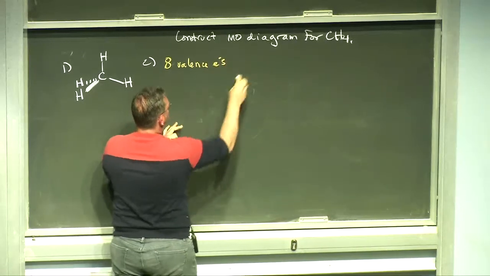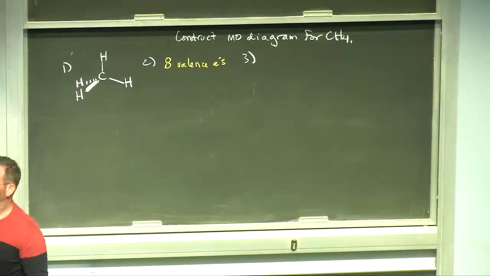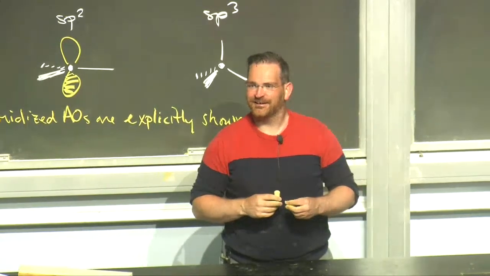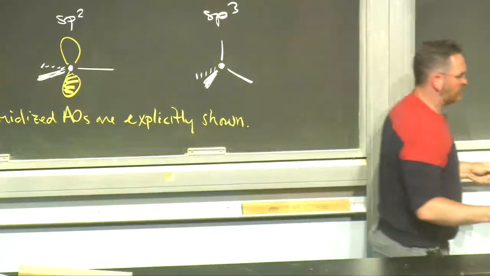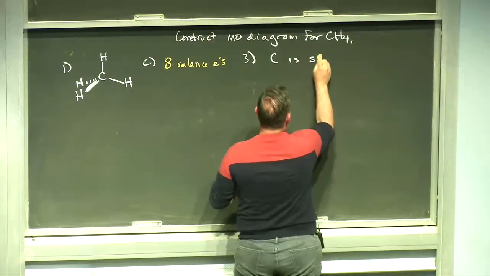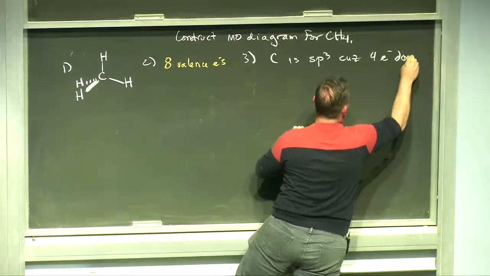All right, and then third, of the atoms in this molecule, are any of them hybridized? Notice that I drew it as a shape. Hey, yeah, that middle one is tetrahedral, so its hybridization is going to be SP3. So carbon is SP3 because it has 4 electron domains.